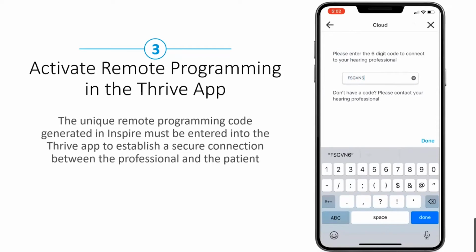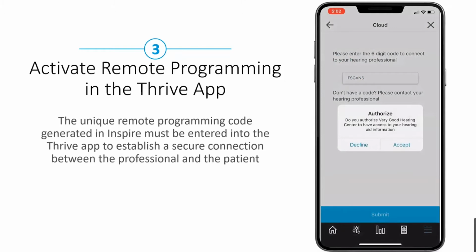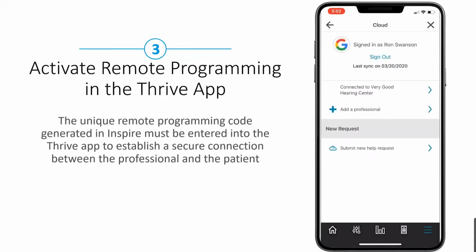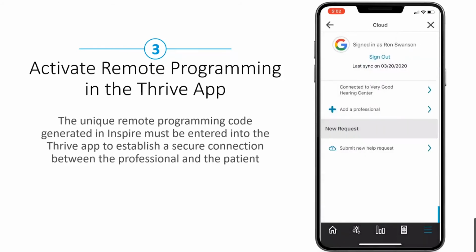Once the code is entered, they'll hit done, followed by submit. And then they will need to accept or authorize the clinic to have access to the information. And then once that's done, they're ready to go. So if we click the back arrow, we can see Very Good Hearing Center there on the screen. They're able to see the practice name, hours of operation, and address and phone number.